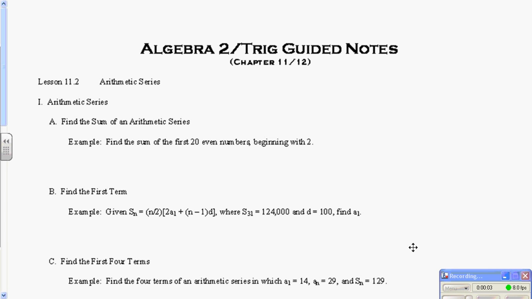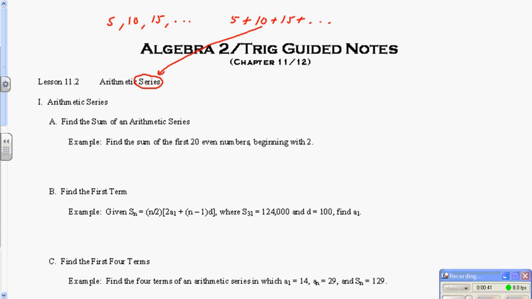Lesson 11.2, Arithmetic Series. Now notice the different term here, series. An arithmetic sequence is a list of numbers. That's a sequence. An arithmetic series is the sum of that list. So when they say an arithmetic series, they're asking for the sum of the terms of that sequence.